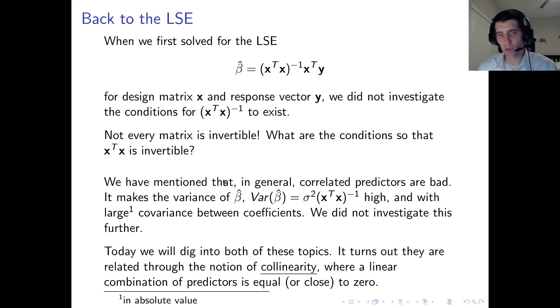These topics are both related to a certain notion of collinearity. So collinearity is when there exists a linear combination of predictors which is equal to or close to 0. Being equal to 0, as it turns out, will give us that x transpose x is not invertible. Being close to 0 will turn out that this variance is very high. Okay, so that's where we're going.